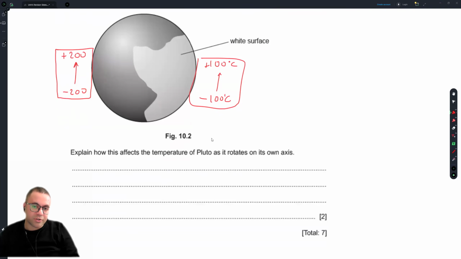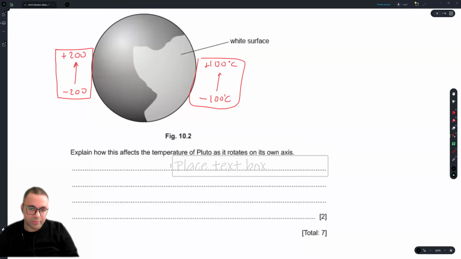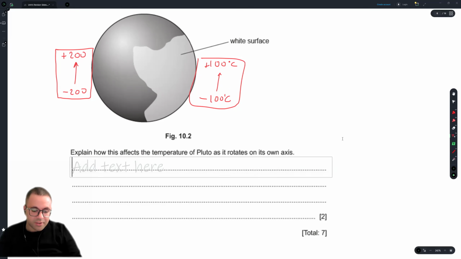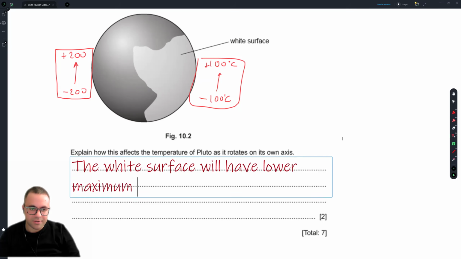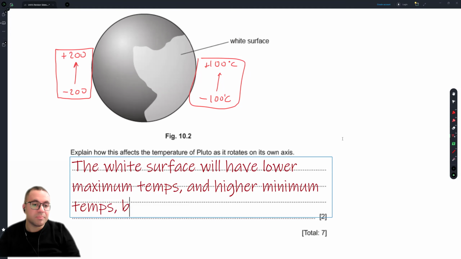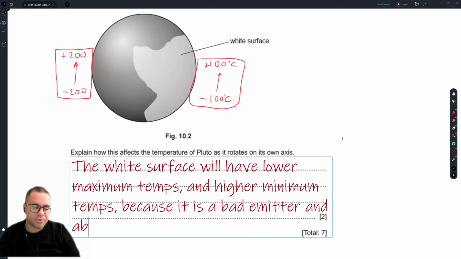So how does this affect the temperature of Pluto as it rotates on its own axis? We'll say the white surface will have what? Mention both the minimums and the maximums. It will have lower maximum temperatures and higher minimum temperatures because it is a poor emitter and absorber of radiation. Okay?